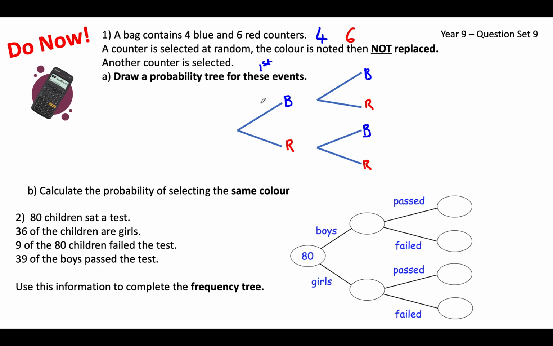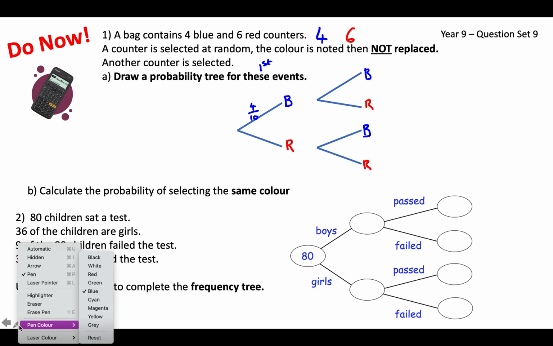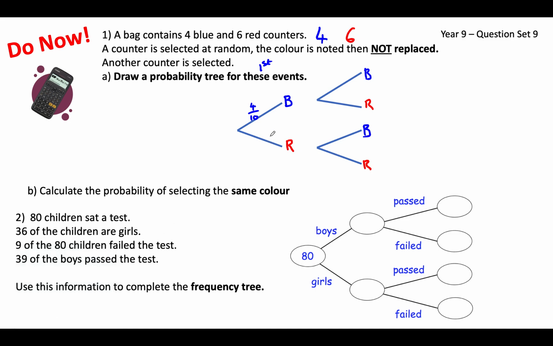So the probability of getting a blue is 4 out of 10. Now I could simplify that fraction, but actually that's going to complicate things. When we're doing probabilities, usually, unless it asks us to, we don't simplify our fractions. Just keep them as they are. Makes things a bit easier. Then red. So there are 6 red, so that would be 6 out of 10.